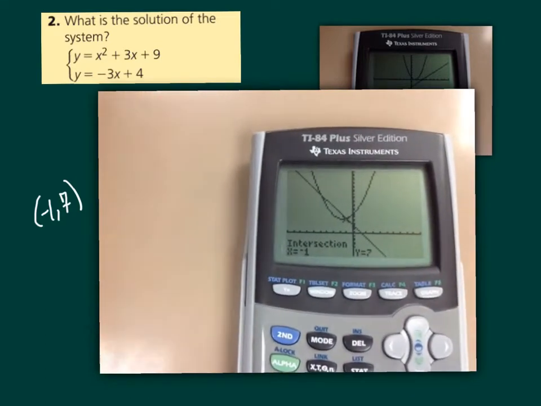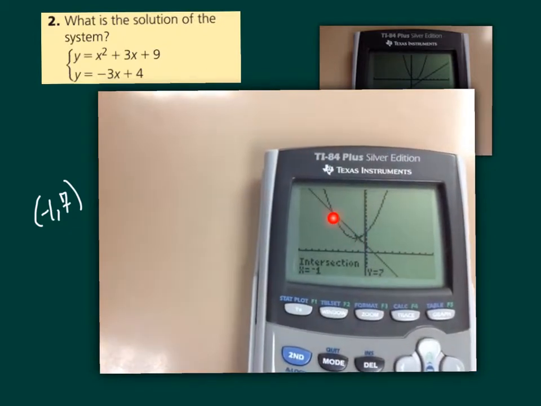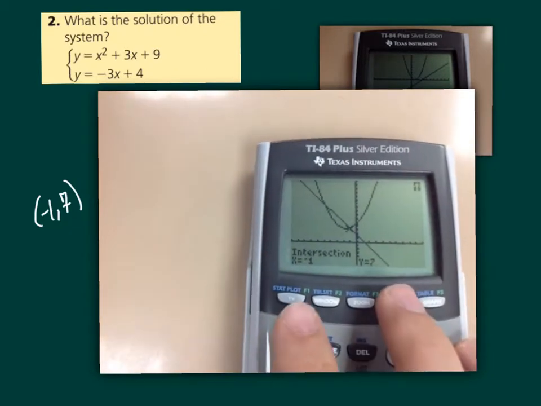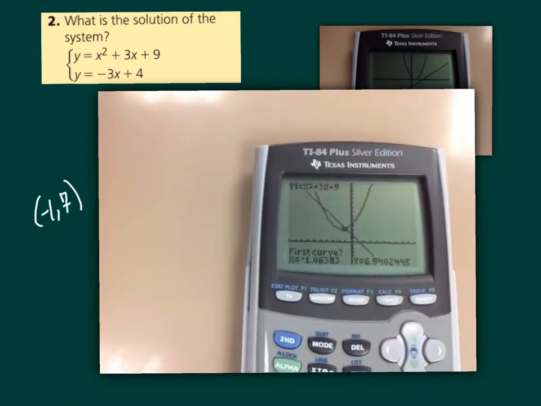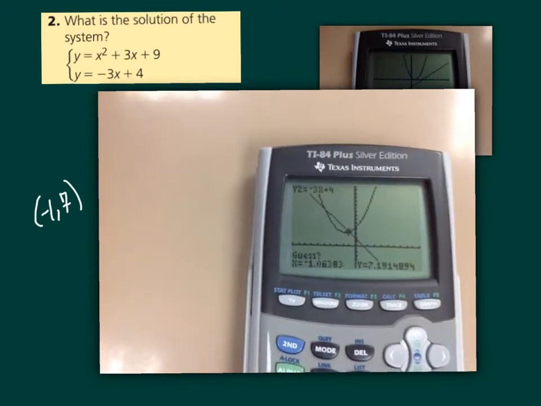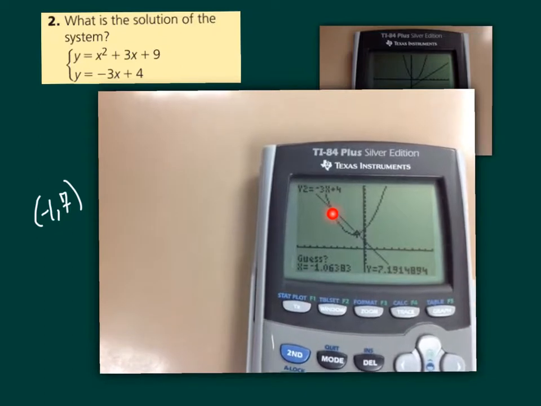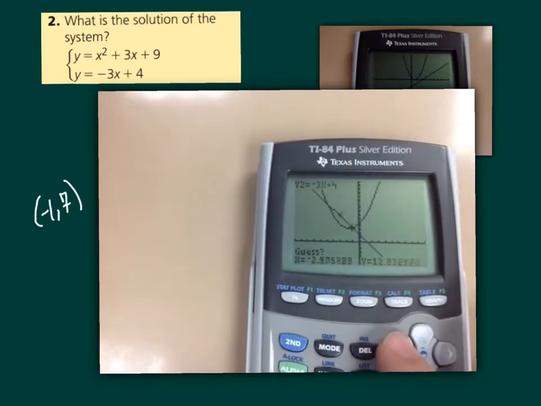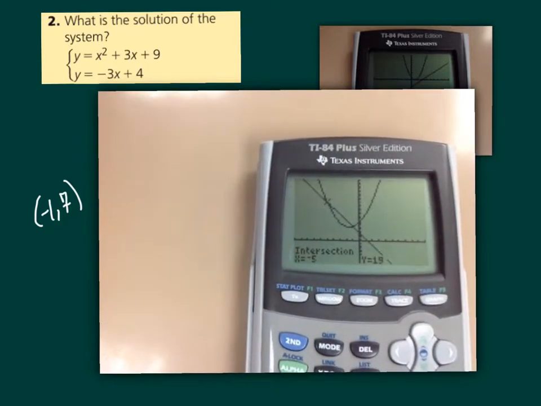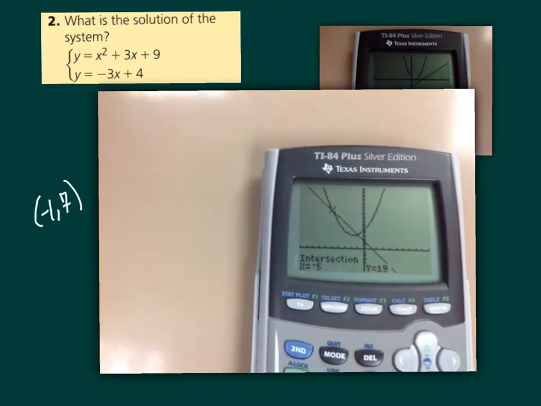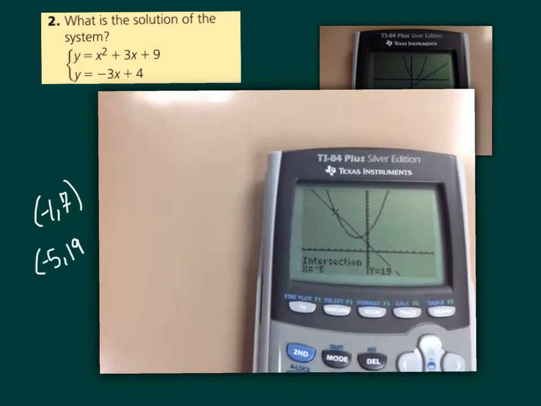Now, to find the other one, because we can see there the intersection point they gave us was right here, we need to find this one. Second, calculate, intersect. This time you push enter 2 times. First curve, second curve. The third time, when it's asking us to guess, you need to move your cursor up to where that intersection is, right there, and then push enter for a third time, and it tells us that intersection point is -5, 19.